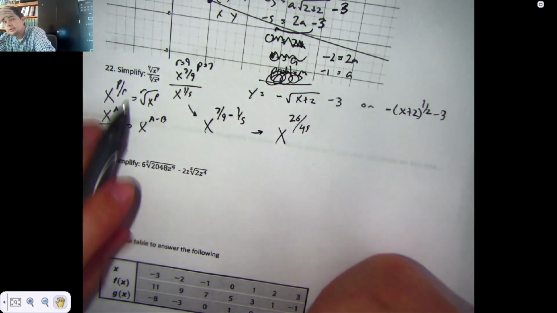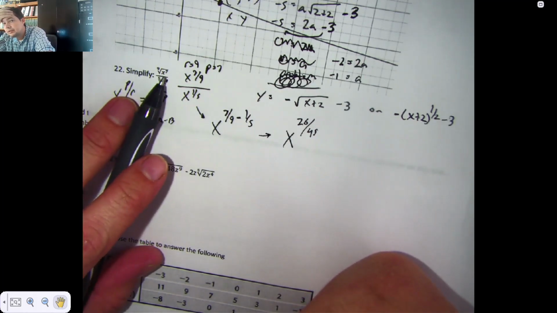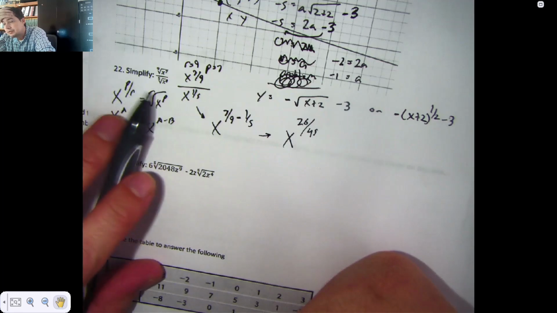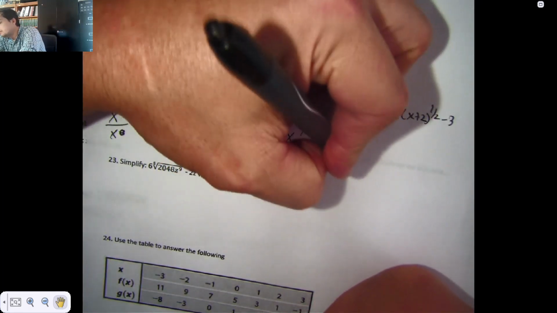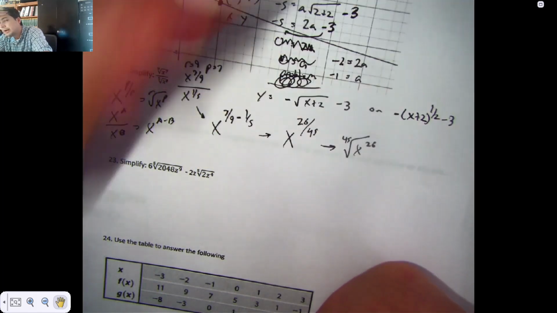And then you go back and you look at this notation. Okay? This was given as a radical. It will be answered as a radical. This is the 45th root of x to the 26th power.